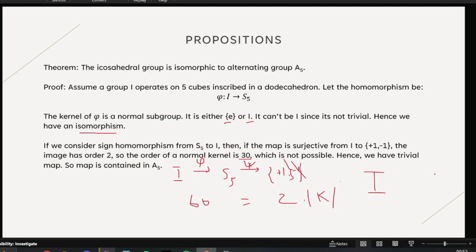The order of the symmetric group is 120, and the alternating group A5 has order 60. Since the map only goes to the element plus 1, I is isomorphic to A5. That is what we wanted to establish here.